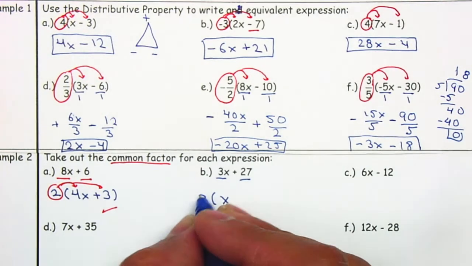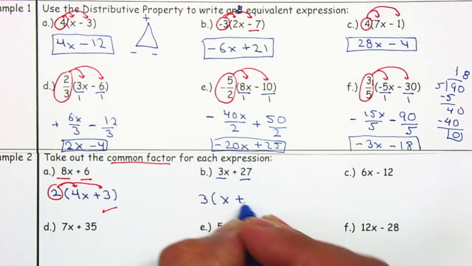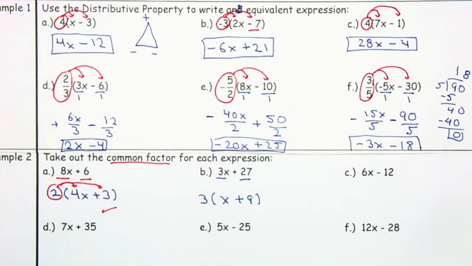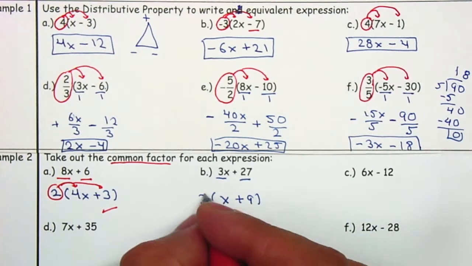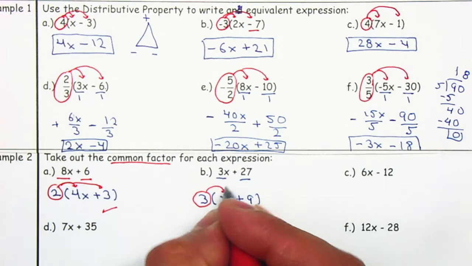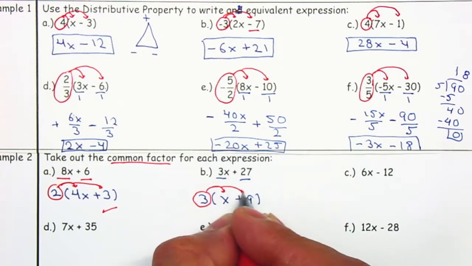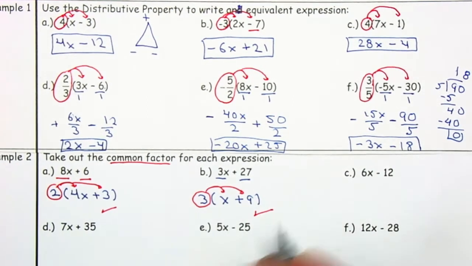Then what do I need to multiply 3 to get 27? Will be positive 9. I want you guys to double check. 3 times x, that's 3x. 3 times positive 9, positive 27. Check.